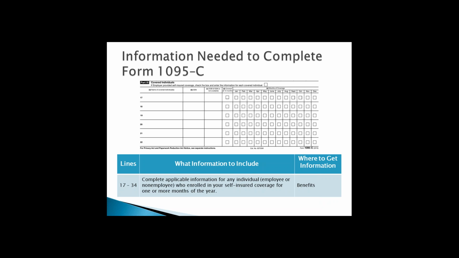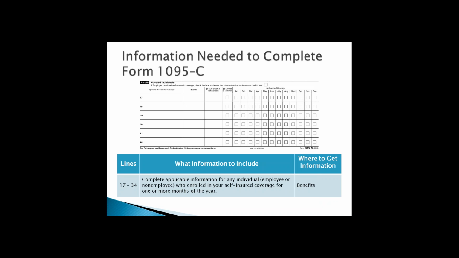So the information required for these individuals include, in column A, the name of the covered individual, in column B, the social security number for the covered individual, in column C, the date of birth for the covered individual, only if efforts to retrieve column B have not been made. So if column B is left blank, then you have to have the date of birth for that individual.